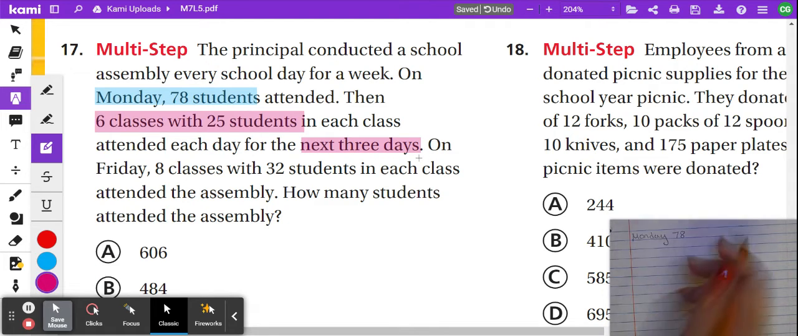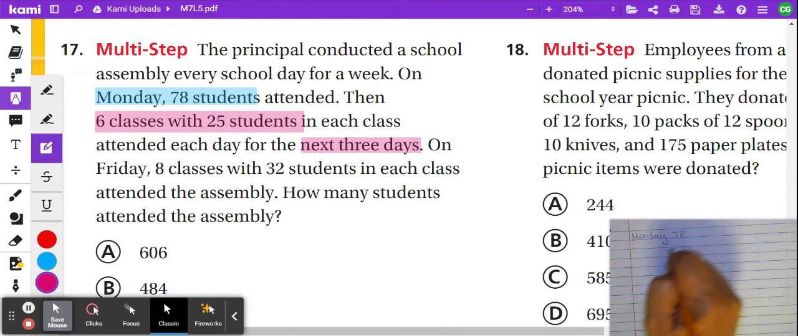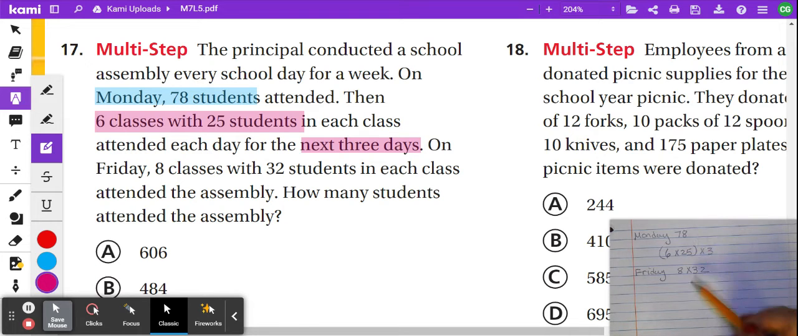All right, so here's what I see. We have 6 classes with 25 students in each class that attended for the next 3 days. Does that sound right to you? Okay, then it says on Friday, we had 8 classes with 32 students in each class that attended the assembly. So these are the 3 equations we have.